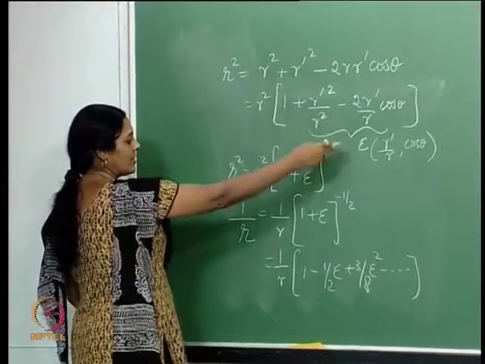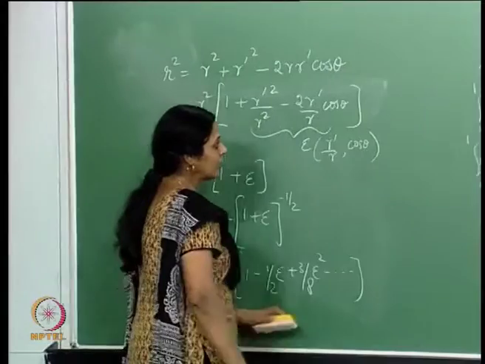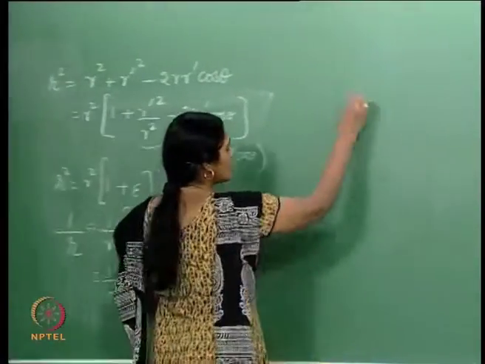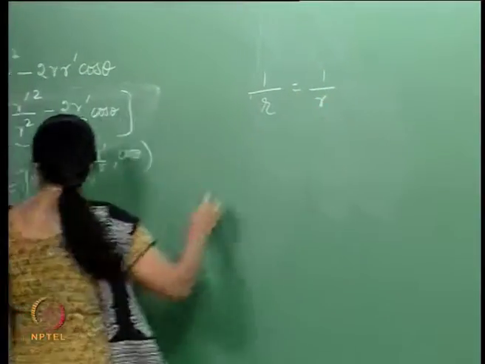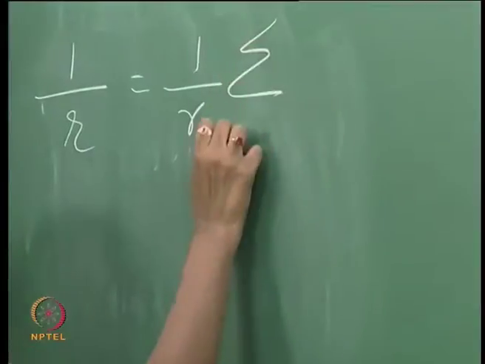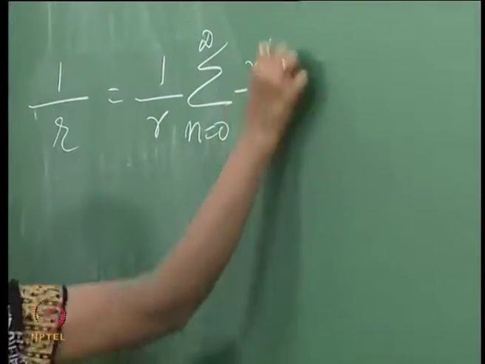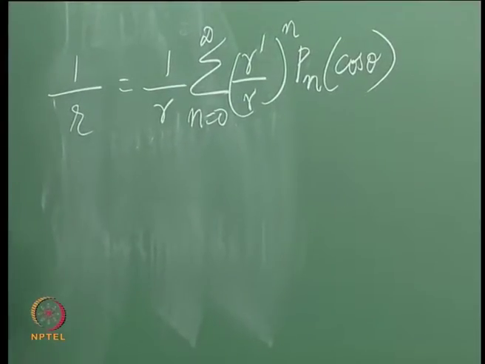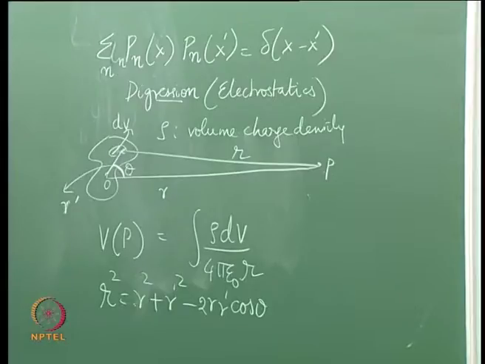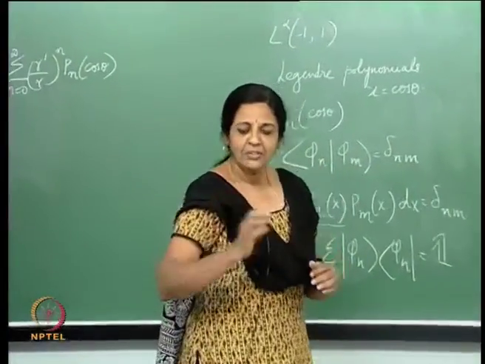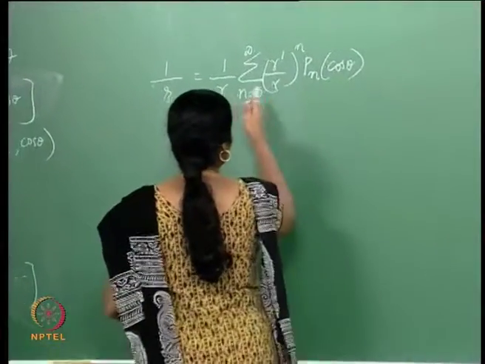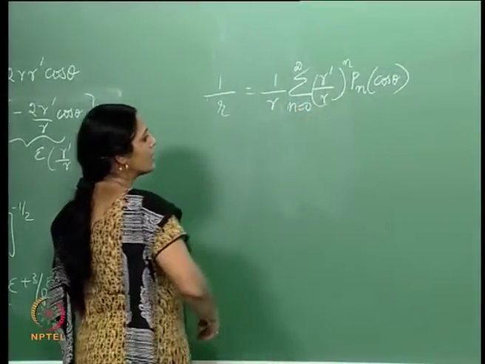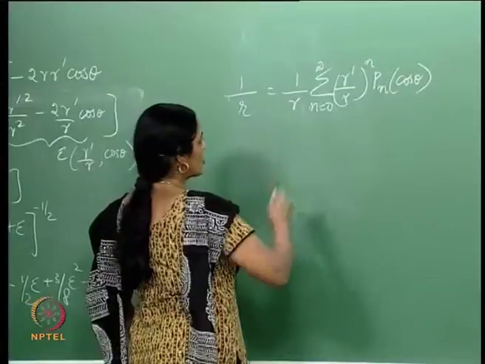Now I could well go back and write out epsilon and substitute for 1 by r, and I find that, once I simplify this by putting in epsilon in terms of r prime by r and cos theta, 1 by r is 1 by little r times this series: summation n equals 0 to infinity, r prime by r to the power n, Pn cos theta. So already you see there is an example from electrostatics where the potential due to an arbitrary charge distribution pretty far away from the location of the charge distribution is expanded in this basis. The first term in the basis turns out to be the monopole contribution, the second term is the dipole contribution, the third term is the quadrupole contribution, and so on.